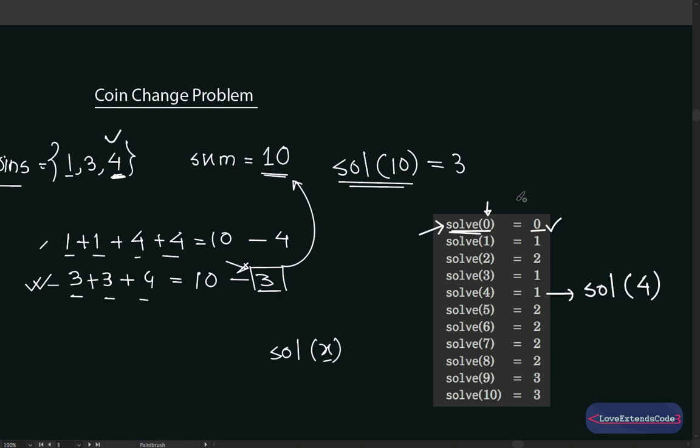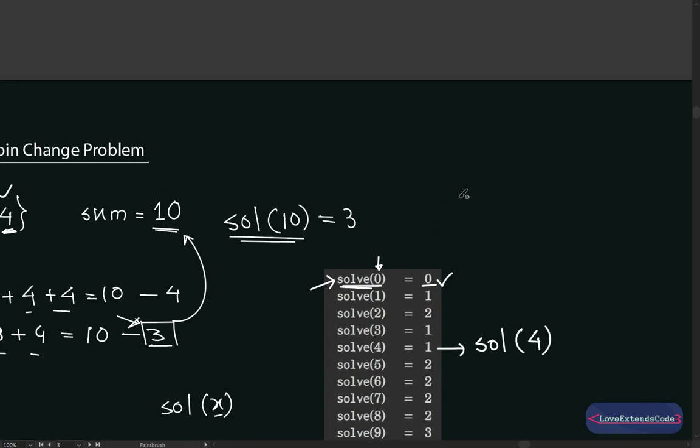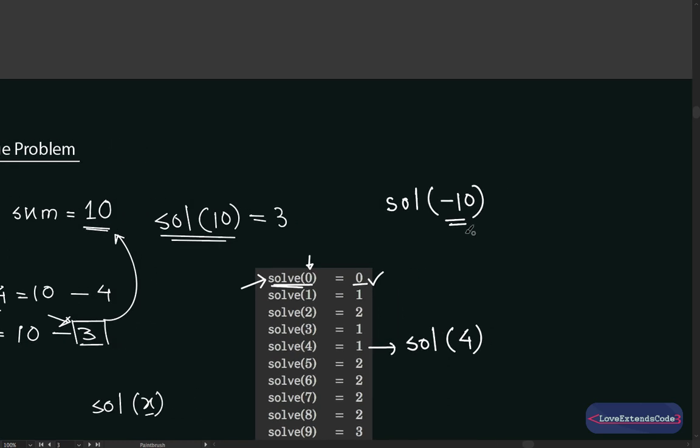Now let's talk about another condition. Let's say solve(x) where x is, let's say, minus 10. Now is it really possible? Is there any solution when the sum becomes negative? No, there is no solution when the sum becomes negative, and therefore when the sum becomes negative we're going to return infinity. Now infinity refers to the fact that there are no solutions.